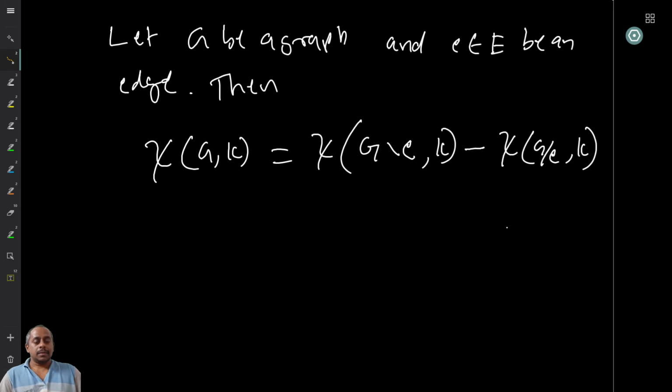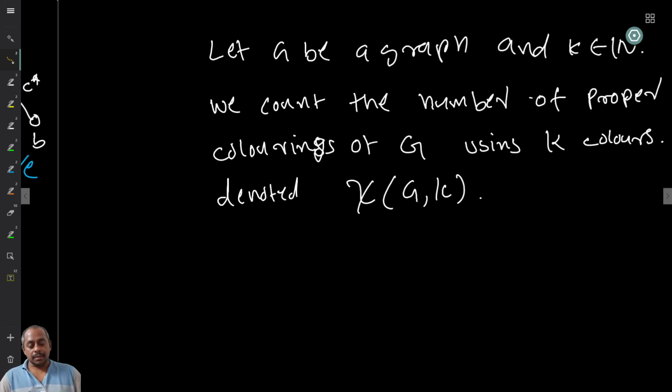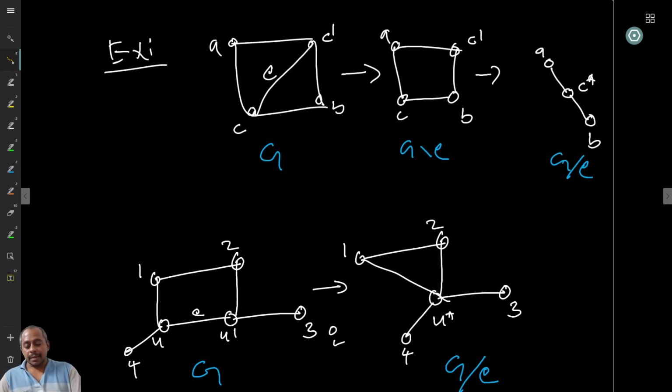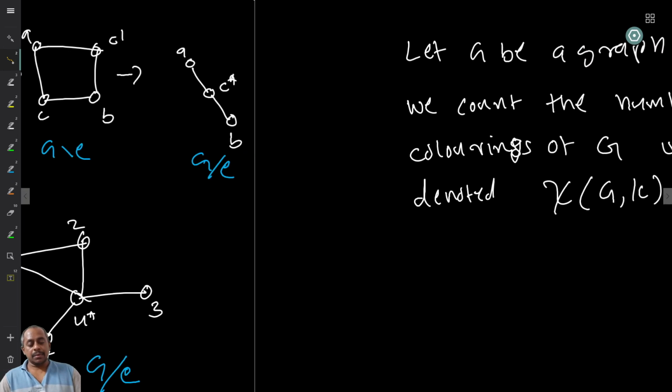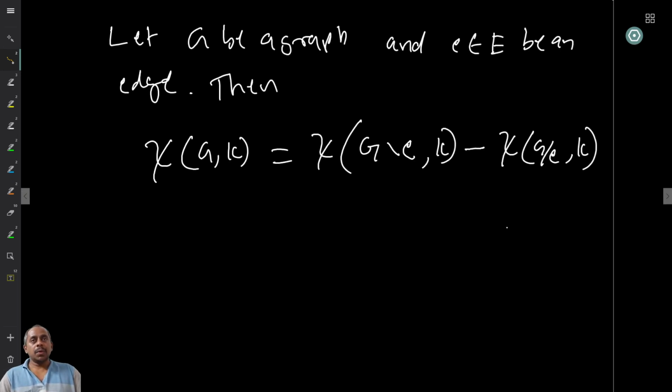Okay. So basically what it is saying is that the number of k-colorings of this graph is equal to the number of k-colorings of this graph minus the number of k-colorings of this graph, using the same k colors, right? Similarly for any graph, right? So I want you to think about this and try to prove this identity as well.